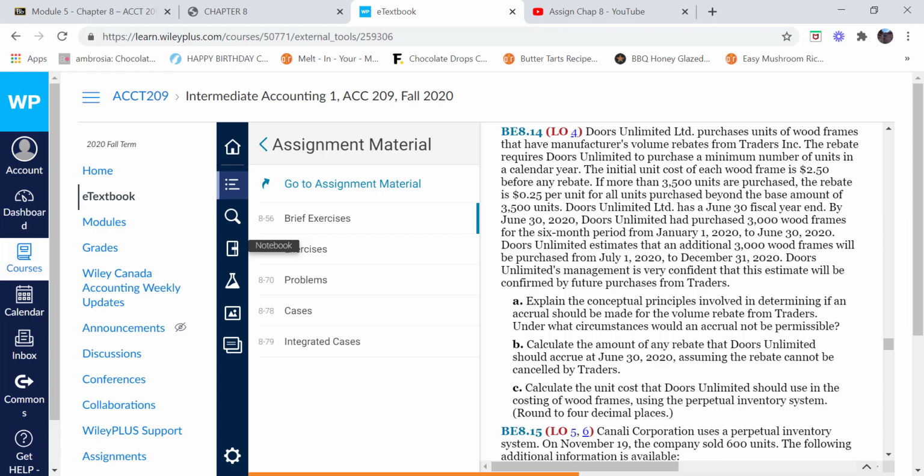What it essentially says is I bought some of these items, these wood frames, within the first 6 months of the calendar year, and now it's my year end. I get a rebate on these wood frames, but only after I buy a certain amount, and I haven't bought that amount yet. But I do have another 6 months, from July to December, to earn the rebate.